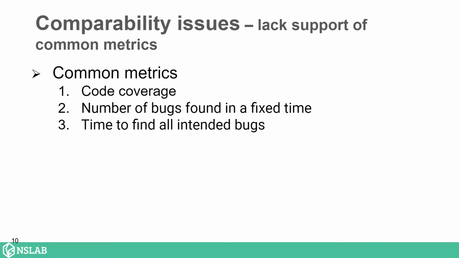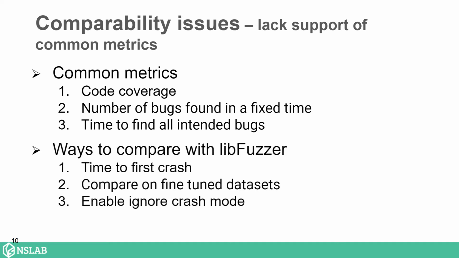Obviously, it is hard to measure libFuzzer's progress using these metrics, since libFuzzer will terminate immediately whenever the fuzzing target crashes. Moreover, the crash may be triggered by a polluted global context rather than the program's bug. Therefore, previous work can only compare with libFuzzer over the time to first crash metric, compared on fine-tuned datasets, or enable the ignore crash mode.